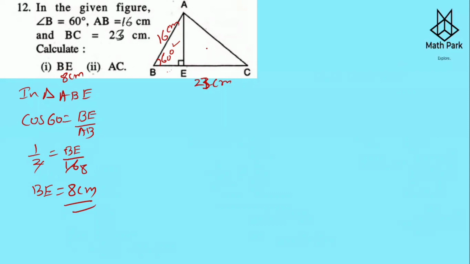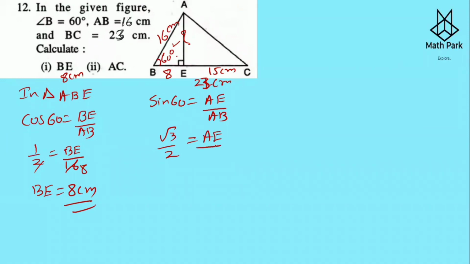Now we have to find AC. For finding AC, no angle is known over here. Now we got BE as 8. So let us do 23 minus 8. This EC we get 15 centimeter. And let us find AE using trigonometry for this triangle ABE. For the same triangle, now we have to find the opposite and we know the hypotenuse is given. So let us use the sine ratio. So we have sine 60 is equal to opposite AE upon hypotenuse AB. Sine 60 is root 3 by 2 is AE upon AB is 16. 2 1s are 2, 8s are 16. So you get AE is equal to 8 root 3. You got AE. This AE is 8 root 3.